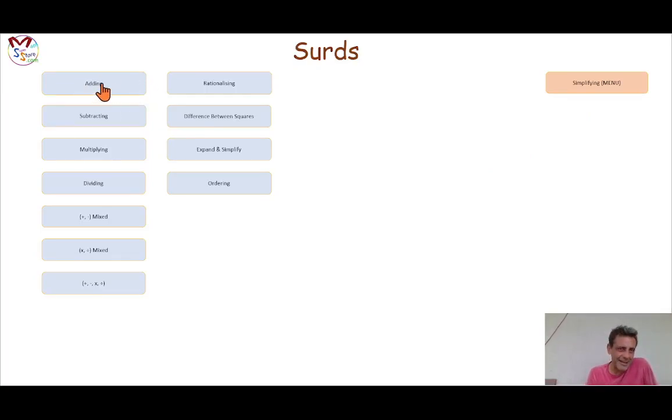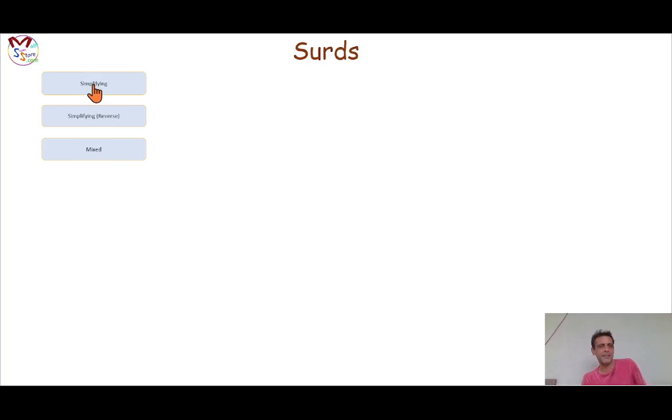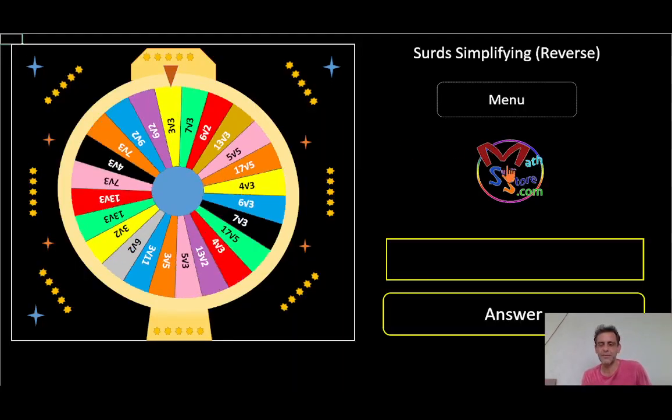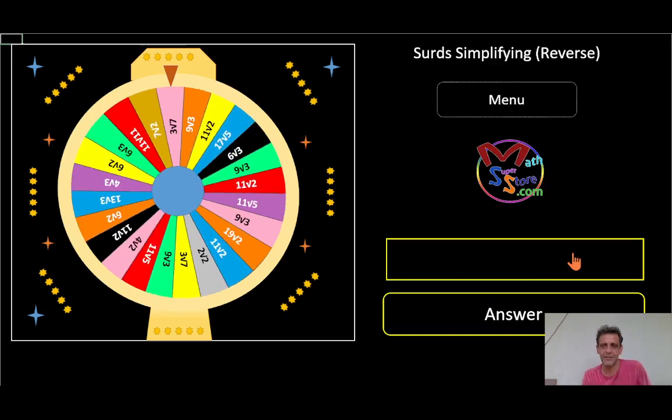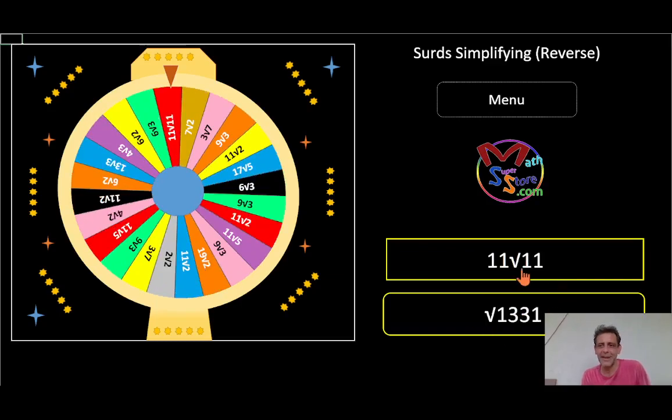If there was, sorry. So surds: we can add, subtract, multiply, divide surds, and mix them. We can rationalise surds, find the difference between surds, expand and simplify, and ordering. And we've got a simplifying menu, so we can simplify and reverse simplifying and mix them. Reverse simplifying is simplifying but just backwards.